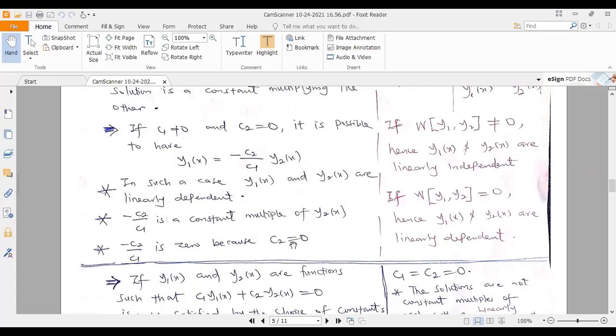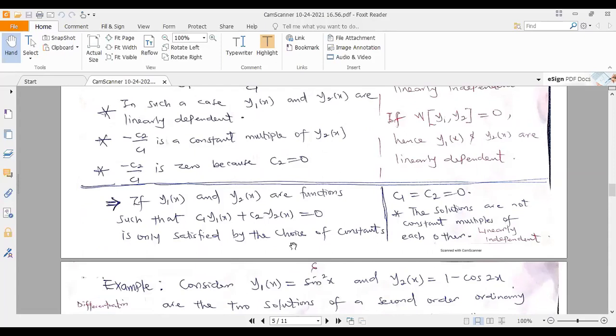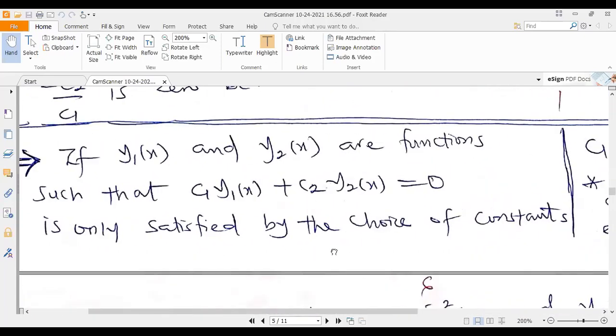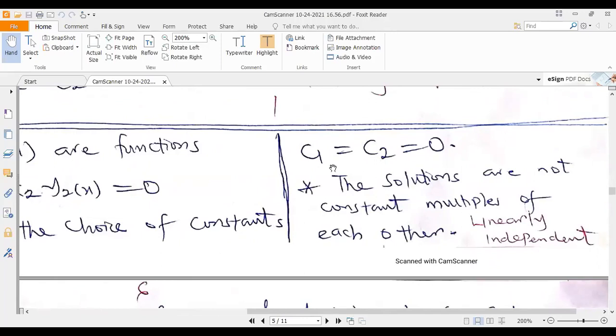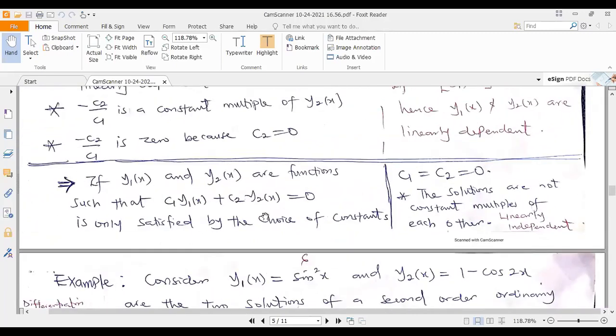So that is how we know that two solutions are dependent on one another. But the reverse is the case. Let's take a look at the reverse now. If y1 is a solution and y2 is a solution, then C1 y1 plus C2 y2 equals 0 is only satisfied by the choice of constants C1 is 0, C2 is 0. And we say that the solutions are not constant multiples of each other. Then we can say they are linearly independent, in the sense that the two solutions are not dependent on one another. Are we together now?